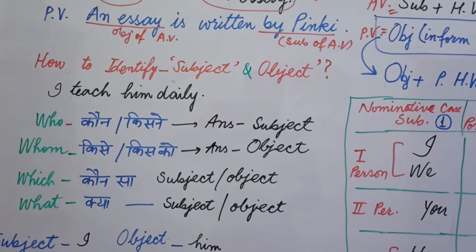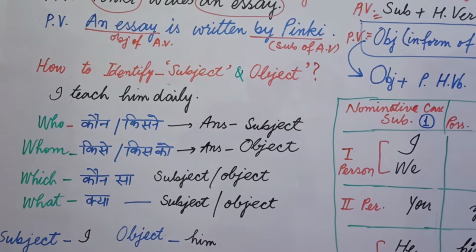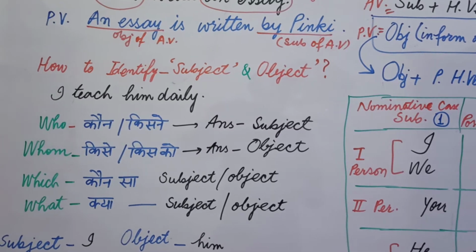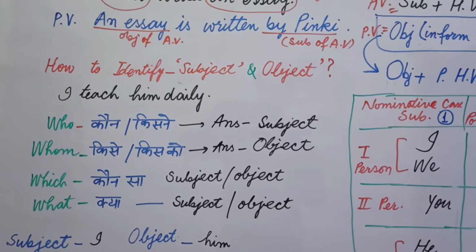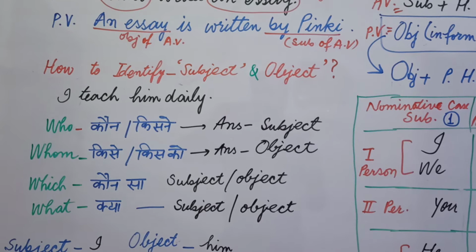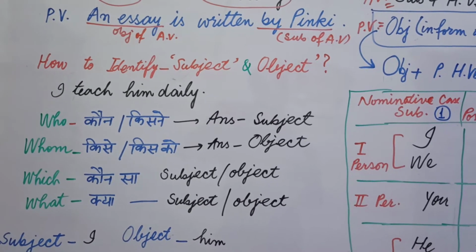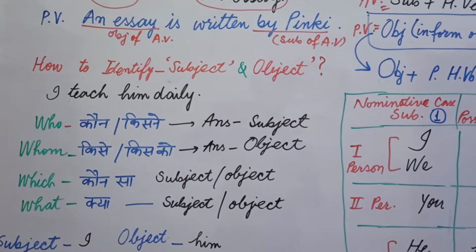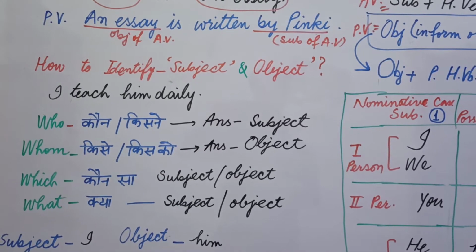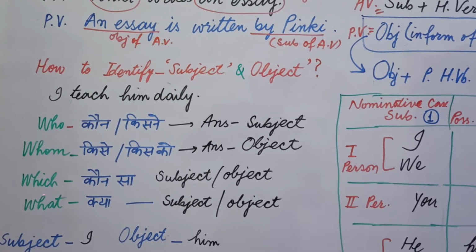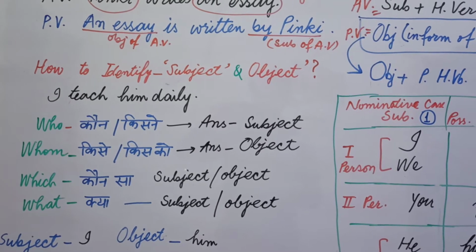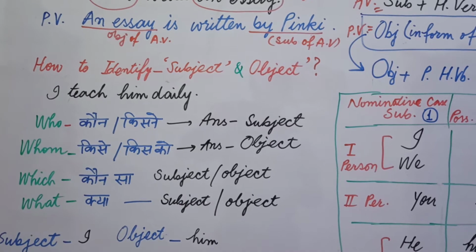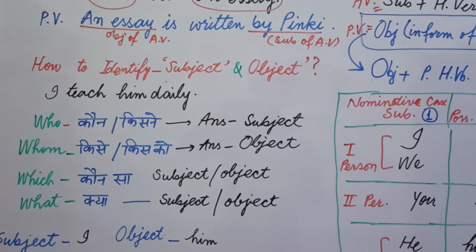If we ask which pen do you like, now which pen may be used with an object, and which in itself may be an object. Which and what, both these two words work as subject and object. Subject and object means they have a dual action, subject as well as object, and what too does the work of subject as well as object.